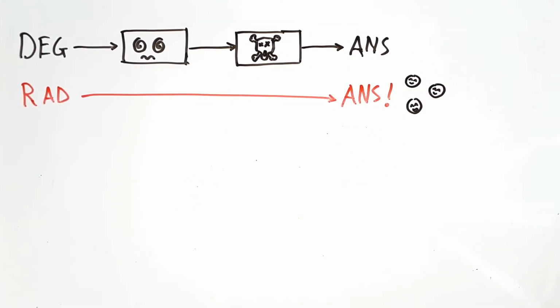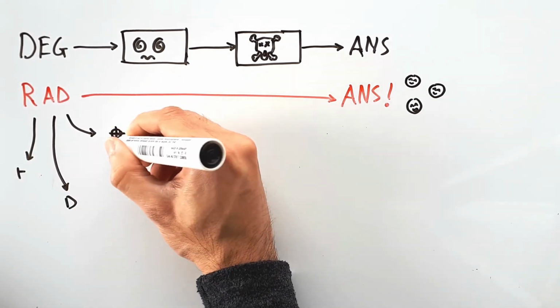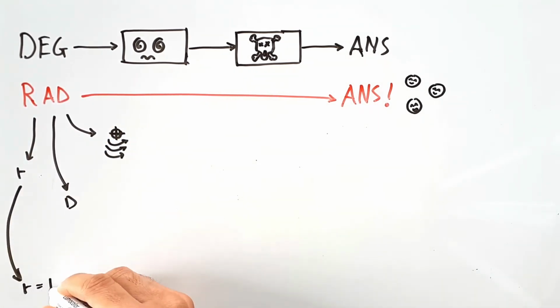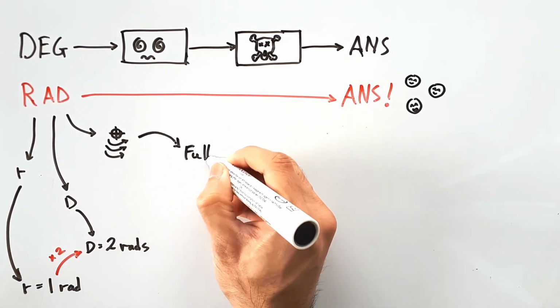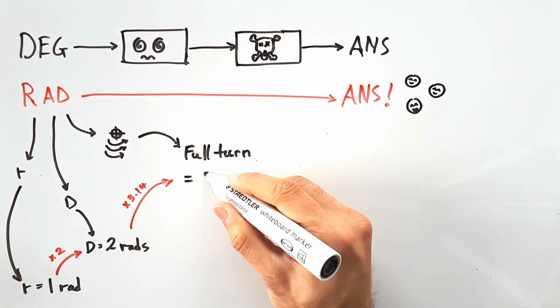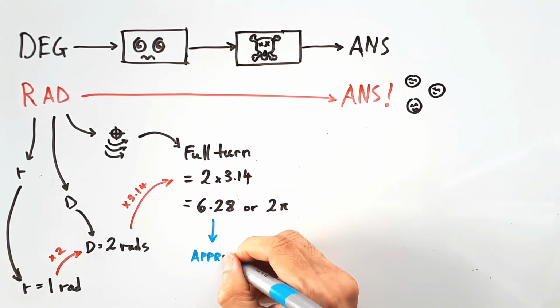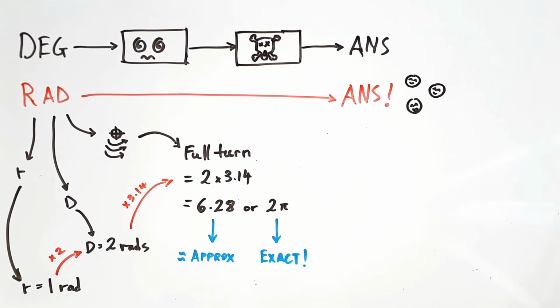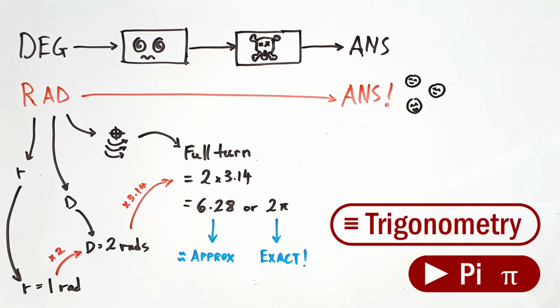And since it's closely related to radius, diameter, and the number of turns around a circle, we can make the connection that a diameter is 2 radians, and 3.14 times of that is a full turn. You could say it's roughly 6.28 radians, or just 2 pi radians if you want to use exact values. If you're wondering why it's 3.14 specifically, check out my video on pi. Links in the description, and you can also find it in my trigonometry playlist.